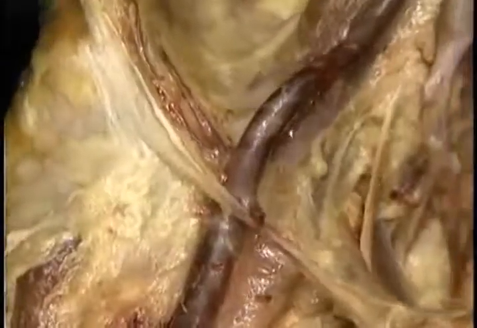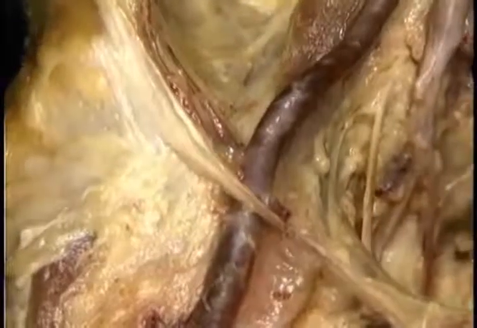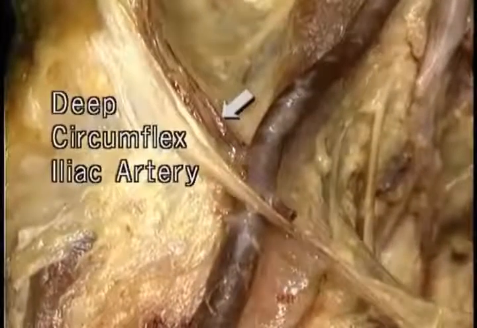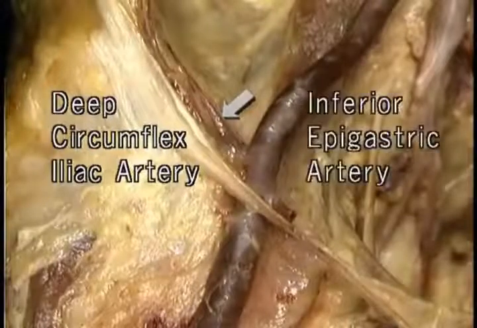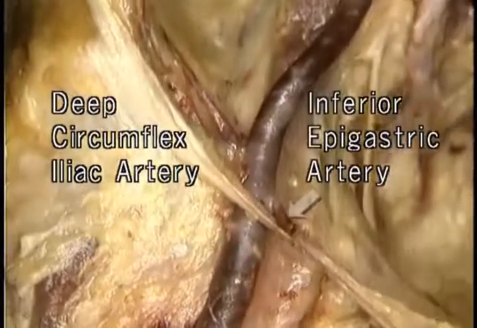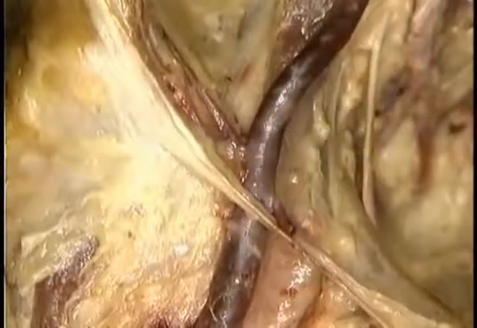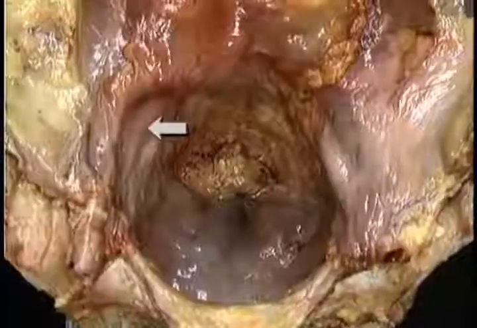Just before passing beneath the ligament, the external iliac gives off 2 branches, the deep circumflex iliac laterally and the inferior epigastric medially. The inferior here.